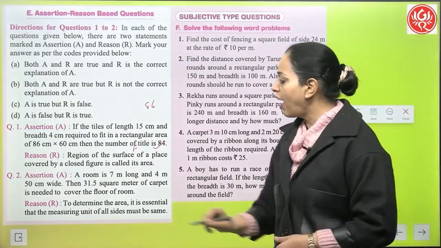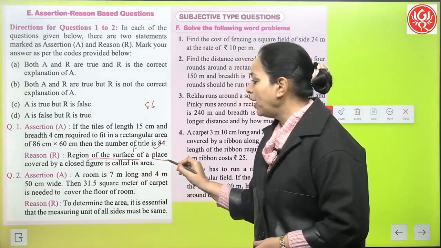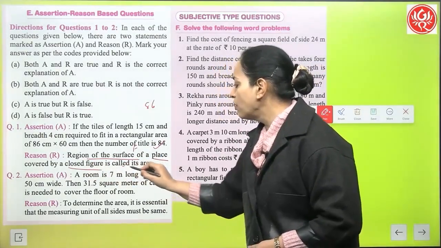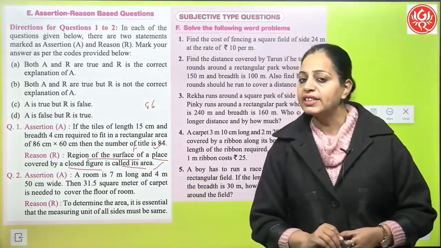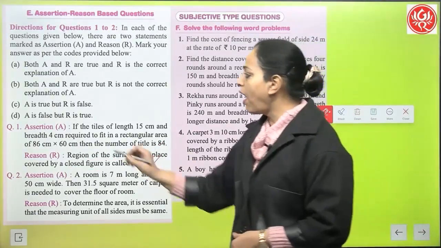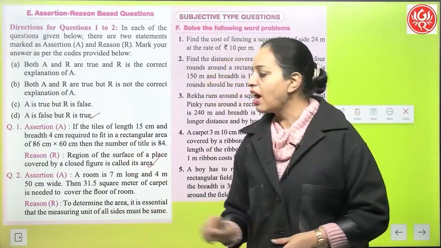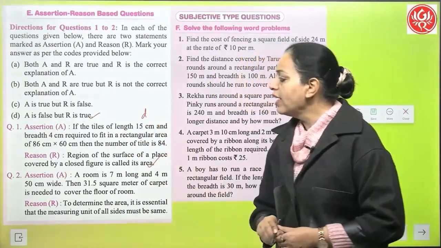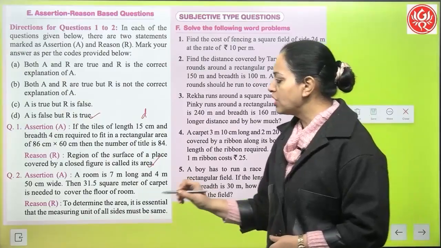Okay. Now reason R. The surface of a place covered by a closed figure is called its area. This statement is true. So you will write D part. A is false but R is true. Okay.